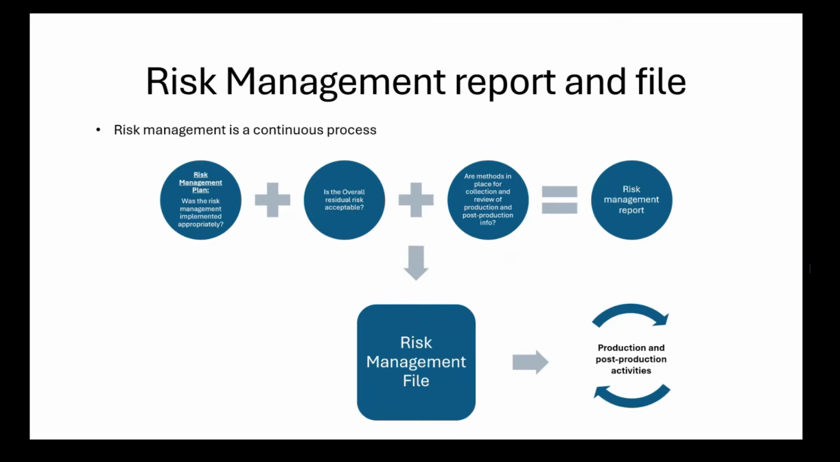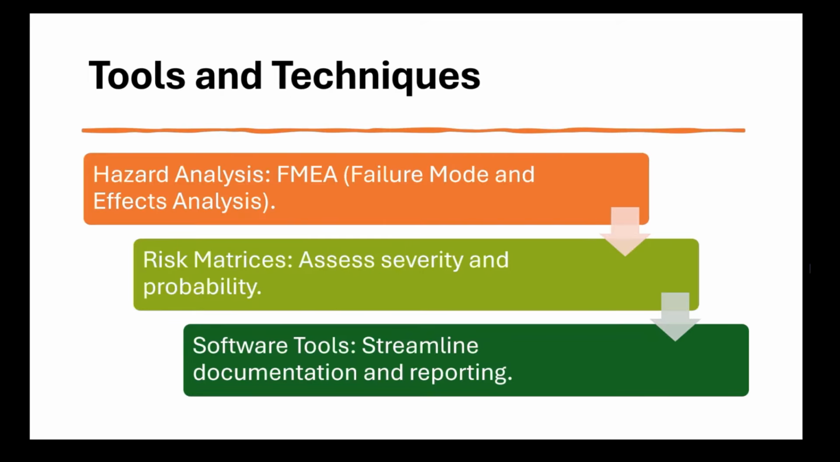There are various different tools and techniques that could be used for risk analysis or hazard analysis. Companies use things like system hazard logs, traceability matrices, and also FMEAs, failure mode and effects analysis. There are risk matrices, which help you assess severities and probabilities. Then there are also software tools, which help you streamline the documentation and reporting. It all depends on how you have structured your risk management process.